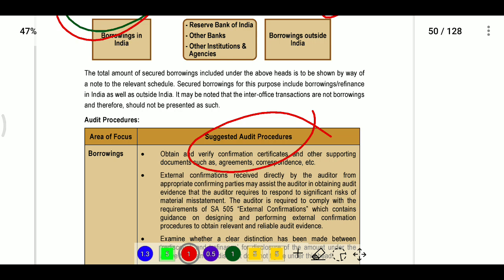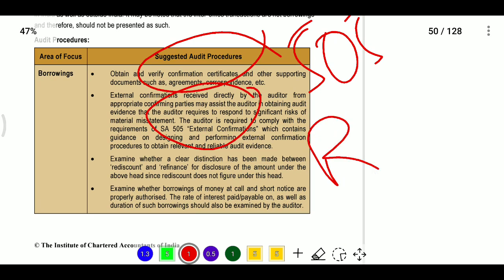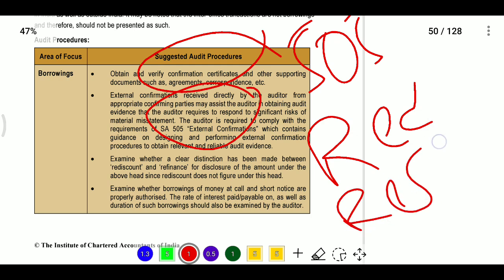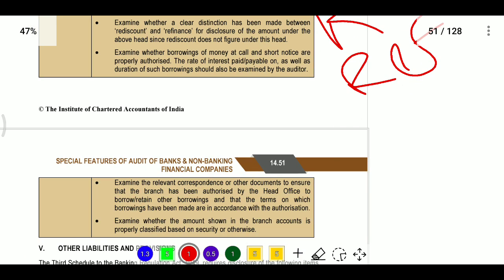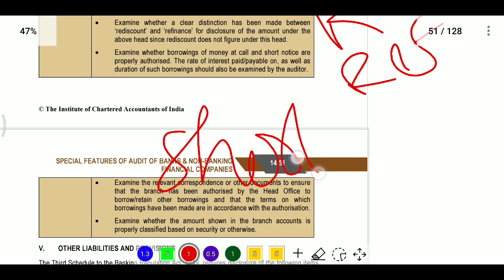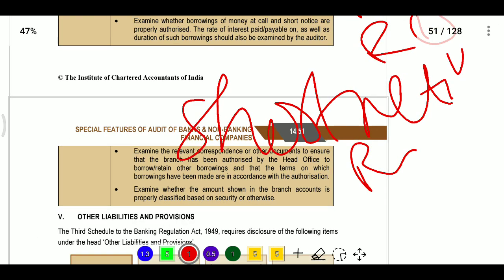We need to comply with external confirmation, so SA 505 external confirmations. Next, examine whether a clear distinction is made between rediscounting and refinancing. So we need to check whether a clear distinction exists for rediscount and refinance. Next, examine whether borrowings of money at short notice are properly authorized. We need to check whether any short notice borrowing is properly authorized or not.